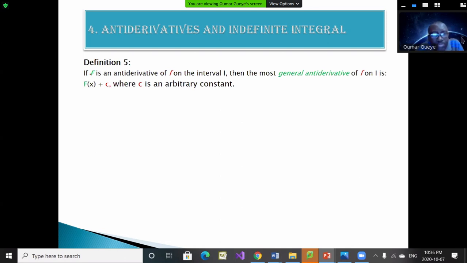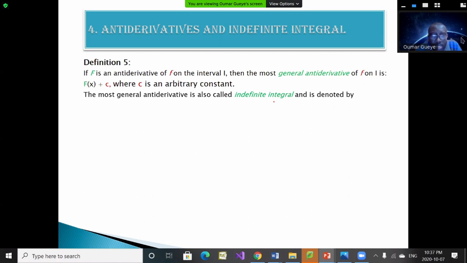Okay, so if capital F is an antiderivative of the small f, the most general antiderivative, as I said, is a family of functions given by an antiderivative plus a constant c. And we don't have to specify it, because as soon as you specify a value for c, you will get just one of the antiderivatives. The most general means all of them. And the second definition here is, in fact, what we call the most general antiderivative is exactly what we mean by indefinite integral.